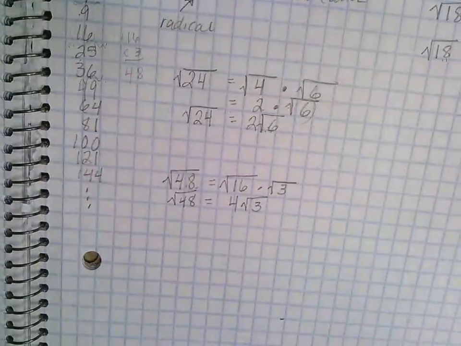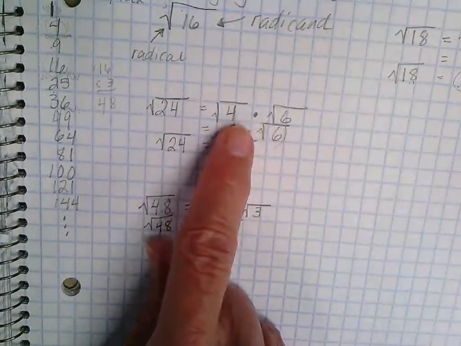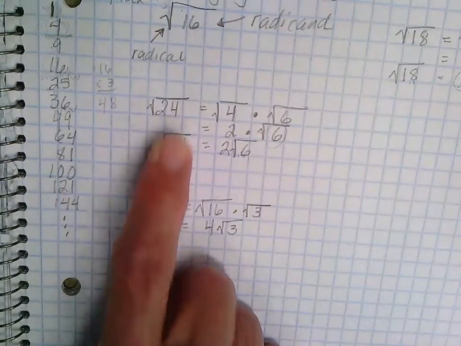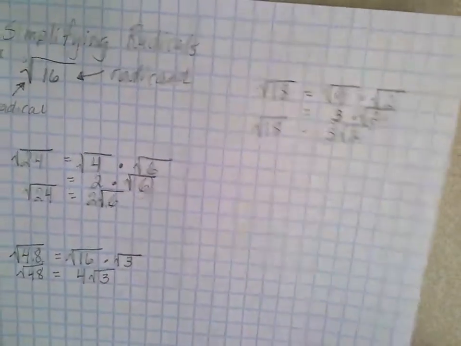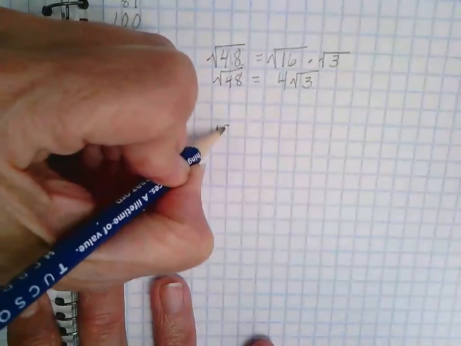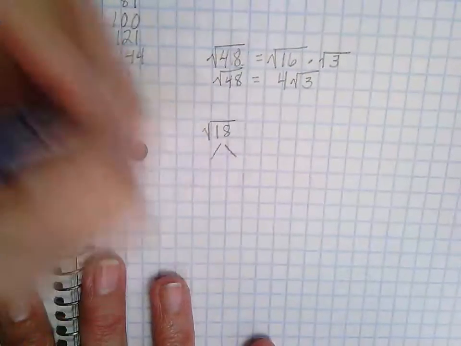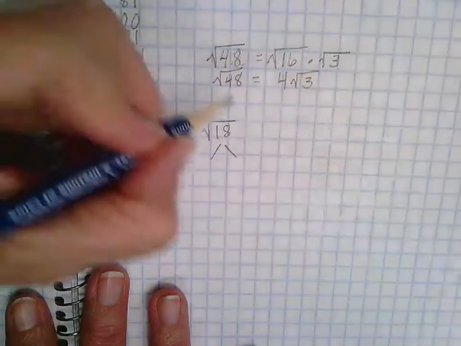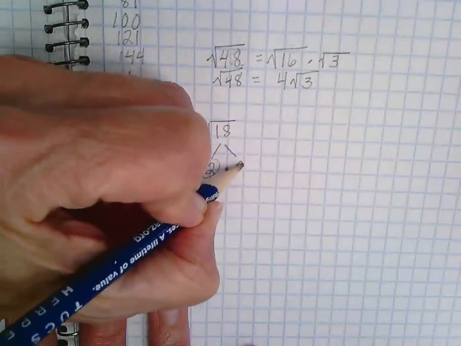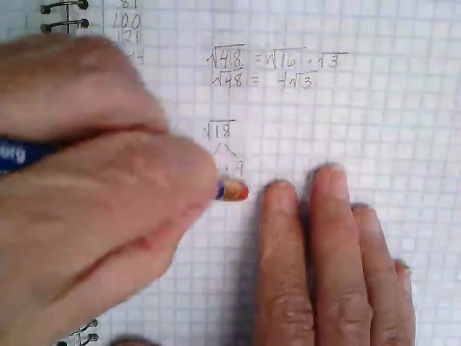Now, there is another strategy you might prefer rather than trying to think of the factors that make up the radicand, and that is to use factor trees. So let's see how that works out. Let's go back to the square root of 18, and what you do is you start using prime factorization, and we're going to start with the first prime number, 2 times 9.